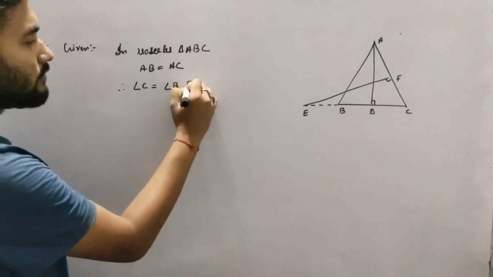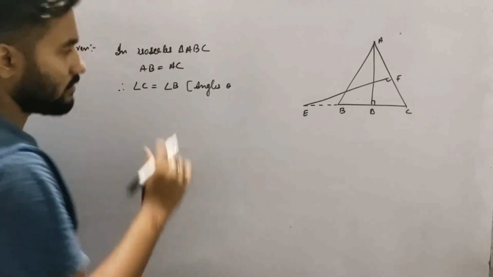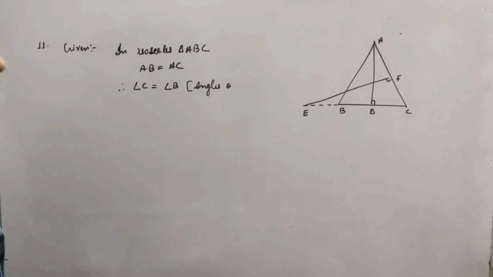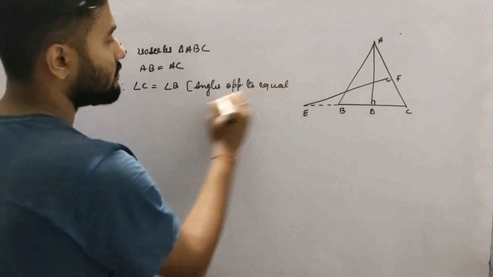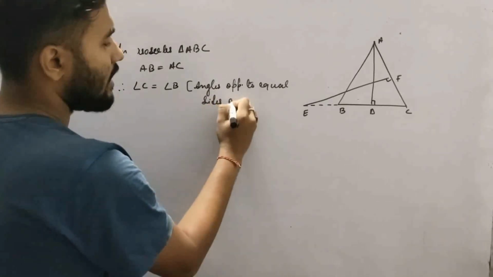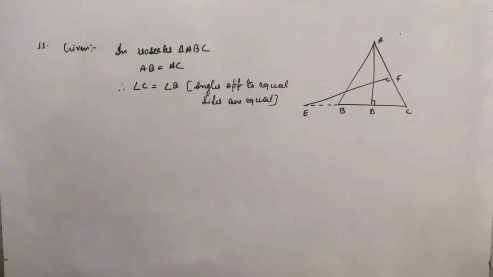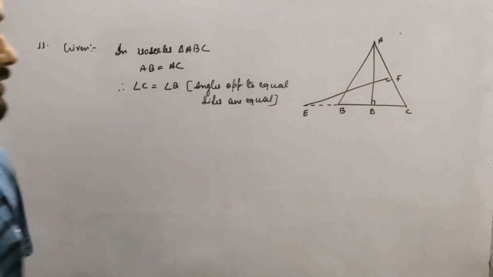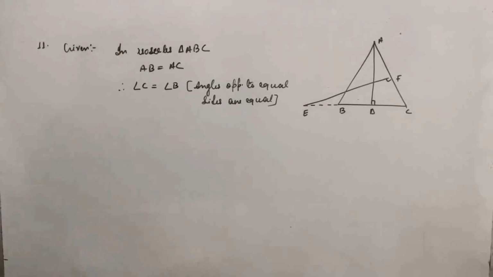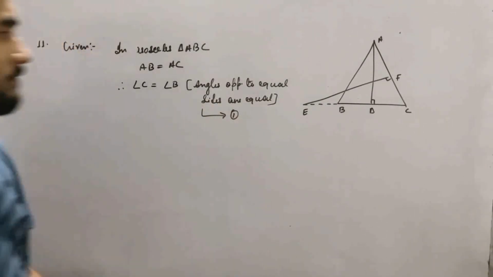What is the reason? The reason you can say: angles opposite to equal sides are equal. You have already got this several times. We have used it in class 9 and class 8, I guess, that in an isosceles triangle, if this side is equal to this side, then their opposite angles will also be equal. So angles opposite to equal sides are equal. This condition we have got in the given section. If you want, you can name this as equation 1.